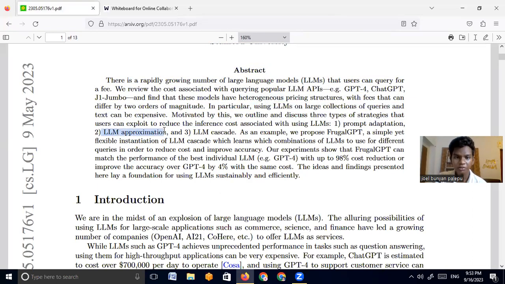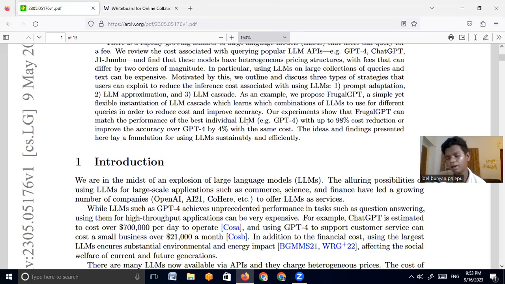LLM approximation and LLM cascade. Even I have no idea. I have absolutely no idea of what these even meant. Right. So we'll just learn about this as we go on. And of course, I'll try to make this video as fast and as small as possible.